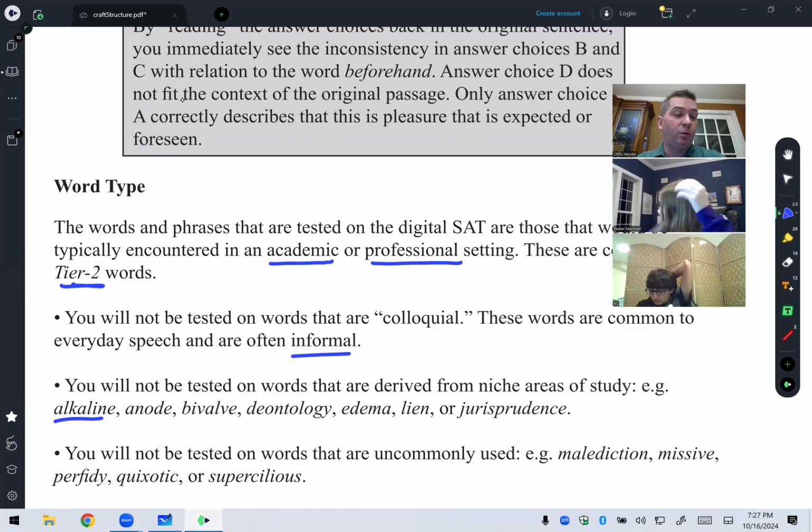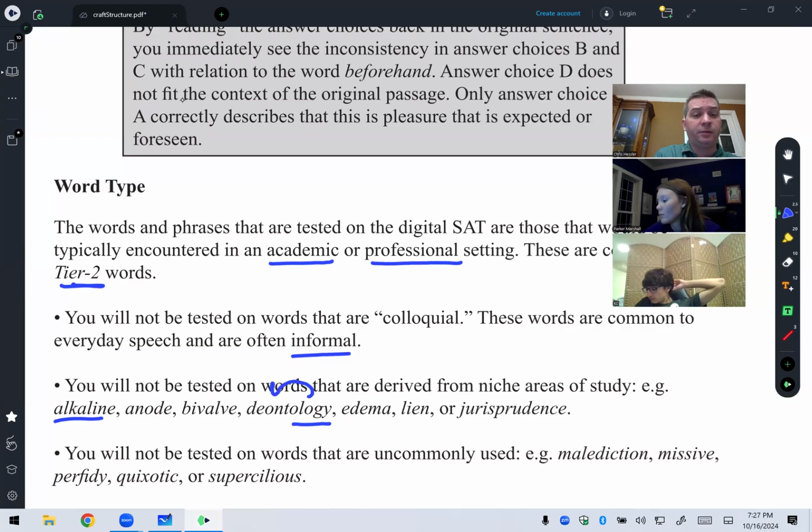They're not going to ask you what about an anode or a bivalve. I think that's a biology term. Deontology, this ology part is the study of this. This is the study of ethics. So that's a philosophy term. Edema, I think that's a skin condition. So you don't have to know any medical terms.